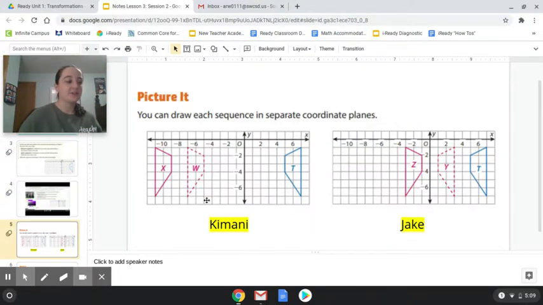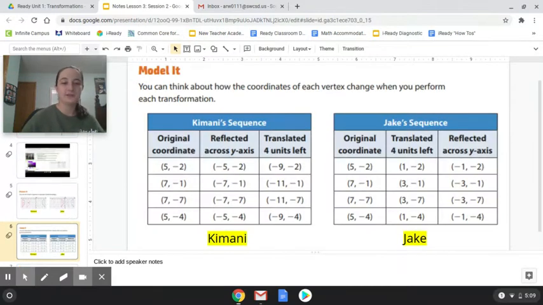So this is what it looks like in the picture, which is what we just went over, on page 50. This was Kamani's. First they reflected, then they translated. So that was their final image. And Jake translated and then reflected. So here was his final image. So we can see there are two different spots. We could also look at it by modeling it, so by doing it algebraically.